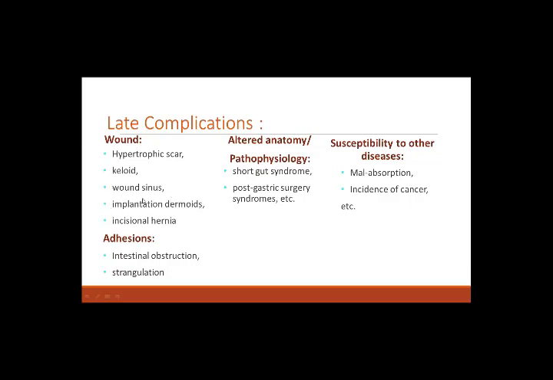Then implantation dermoids, छोटी मोटी fleck या छोटे से particle के इर्द गिर्द dermoid forms. Then incisional hernia हम already देख चुके हैं. Abdominal surgery के नतीजे में in the long run intestinal obstruction can result from adhesions and can even result in strangulation. फिर abdominal surgery के नतीजे में there could also be short gut syndrome, या पहले ही जानते हो. फिर post gastric surgery syndromes, ठीक है. And susceptibility to other diseases, for example malabsorption, इसमें आपने gut का बहुत सारा segment, particularly ileum निकाल दिया है, malabsorption, and there is also incidence of cancer, right? And this is about it, I think.